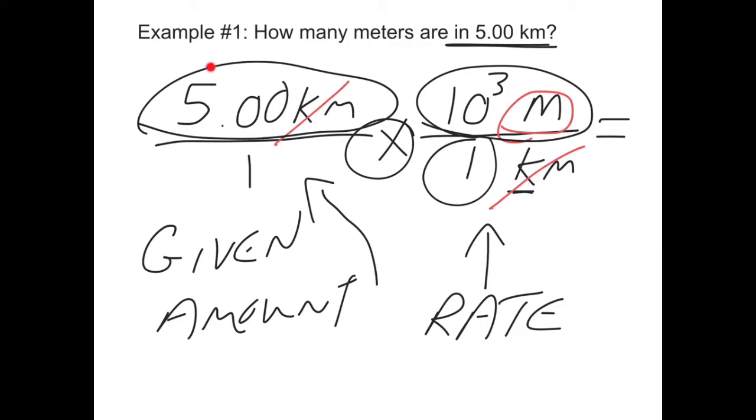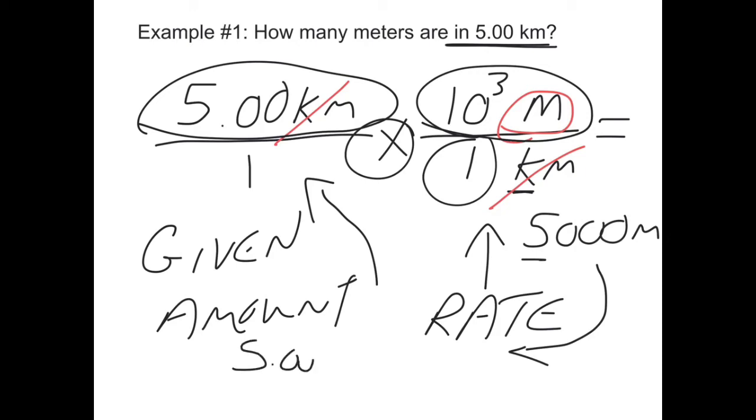So I always go with a given amount to figure out how many sig figs the answer should be rounded to. And so when we look at the answer, we have 5,000. But if I just write it like that, that's only 1 sig fig according to the sig fig rules. And so in this case, I would just write it in scientific notation, which would be 5.00 times 10 to the third meters. And that would be my answer.